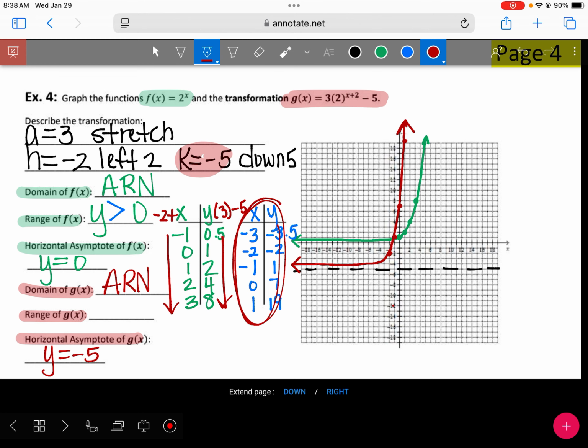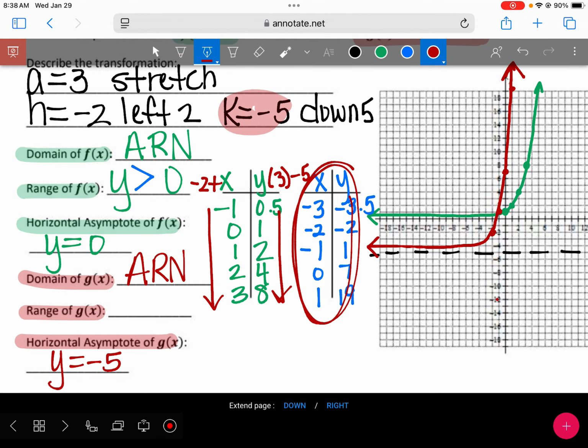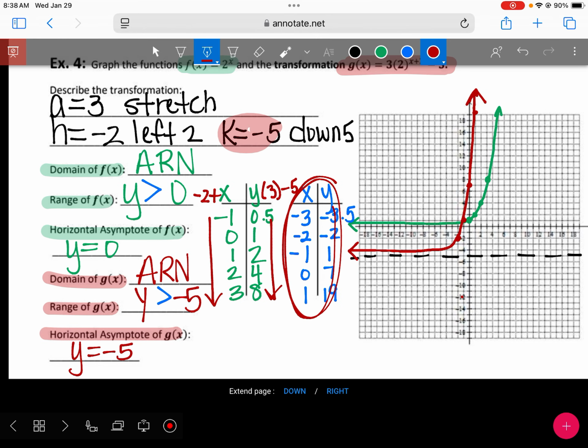So because of where we put our asymptote, our range is going to become, instead of y is greater than 0, y is greater than -5. Any questions about this? And this is what we're doing for this whole chapter. All right, let's do one more and then we will end there for today. So the first thing we're going to do is answer questions about the parent.